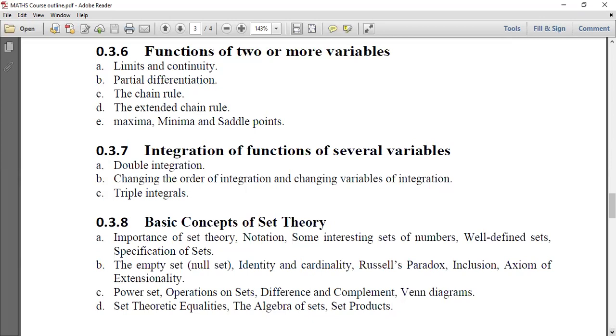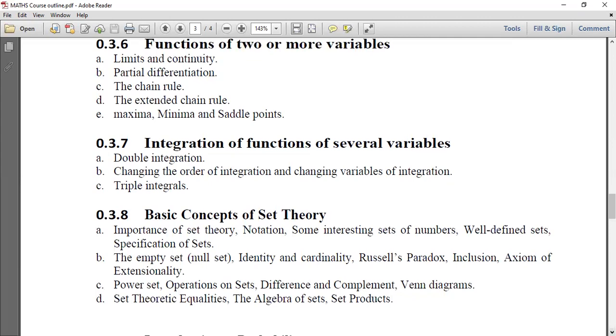Then we're also going to look at integration of functions of several variables using double integration, changing the order of integration, and triple integrals. The sets, basic set theory.